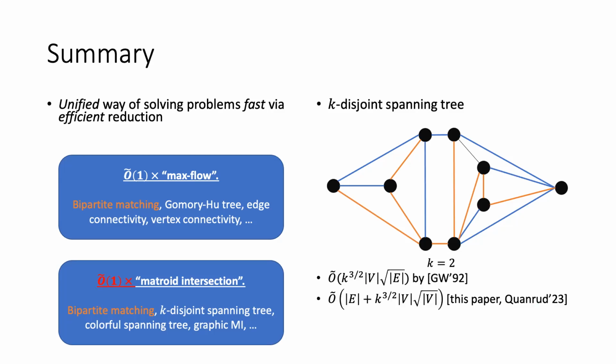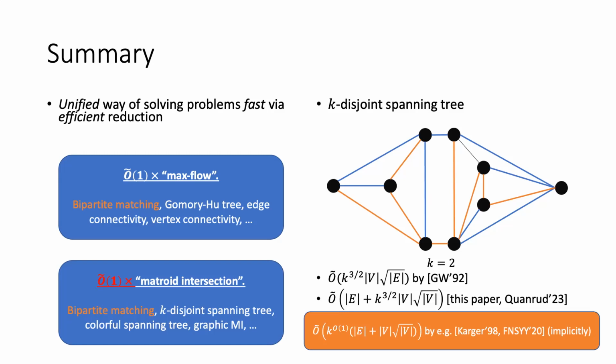The previously best algorithm was by Gabow and Westermann, and their algorithm for constant K runs in V root E time. In this paper, we improved this running time slightly to E plus V root V. And this running time was obtained by Quanrud independently as well.